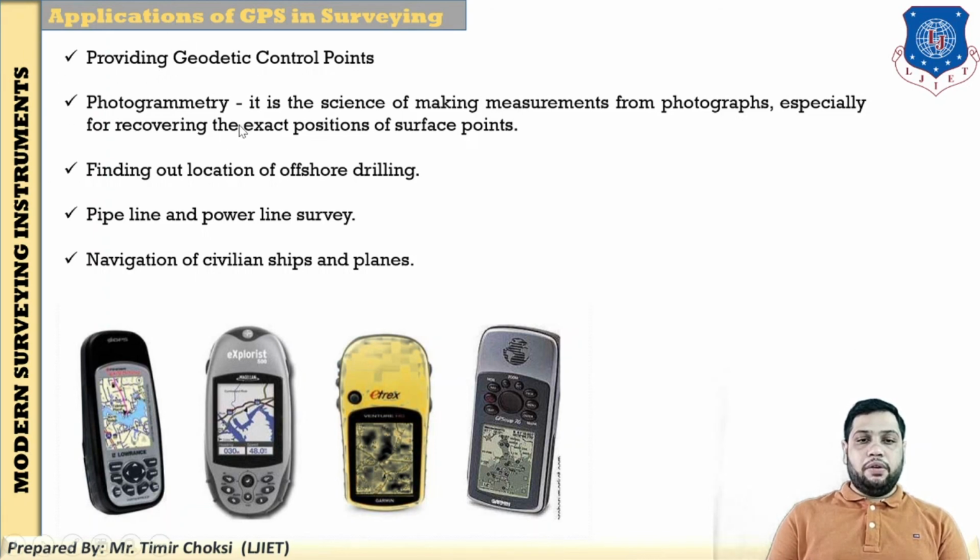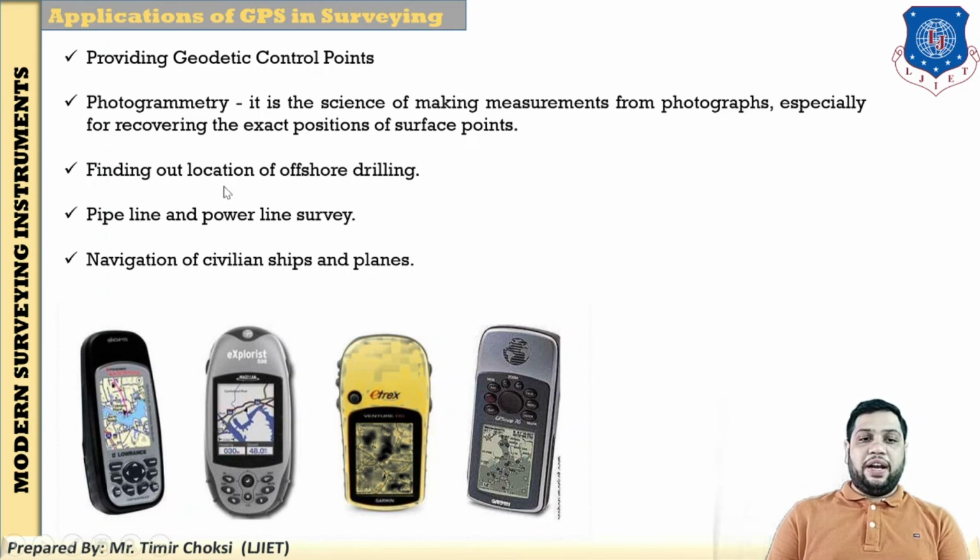Photogrammetric survey: you know that in a photogrammetric survey, the ground control points are established. Using the GPS system, the ground control points are established very easily. Photogrammetry is the science of making measurements from photographs, especially for recovering the exact position of survey points. So photographs are taken from aerial photography and compared to the ground station points. But you first have to establish the ground station points, and these are established by the application of GPS.